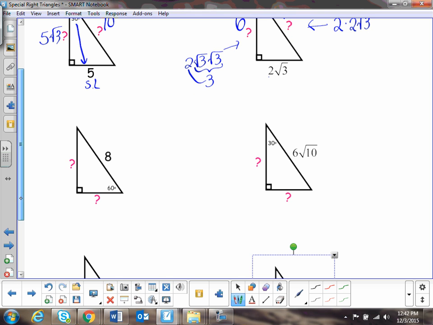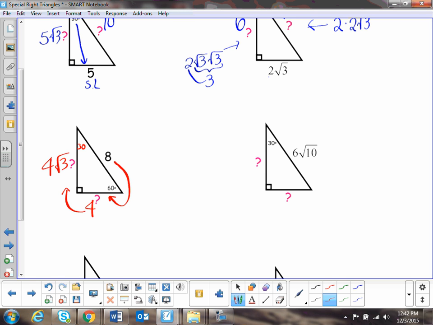These next two, they gave us the hypotenuse. The first one's pretty easy. There's a whole number 8. It's easy to go to the short leg first, because this is 30. So half of 8 is 4. Then to get to the long leg, go from the short leg to the long leg. You just multiply that by radical 3. Okay, so that's the easy one.